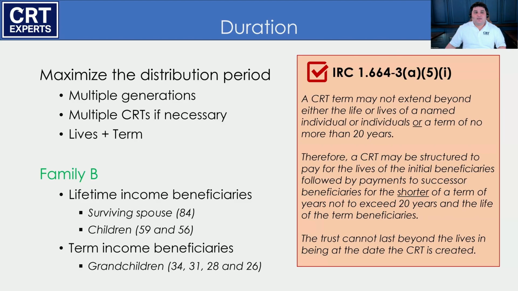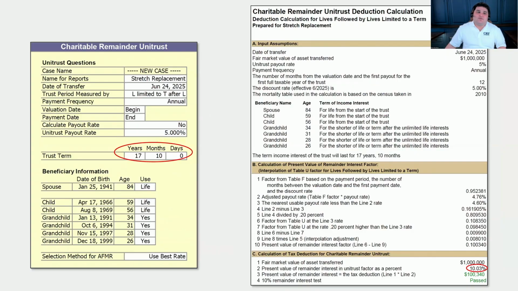So let's look here at family B and how these are calculated. We use a couple of different versions of software here at CRT Experts. This is a software called Easy Charitable. I'm sure many of you know Lee Hoffman, this is his software. One of the things I really like about this software is it allows us to calculate to the day the maximum term on that successor term for, in this case, our grandkids. So we are truly getting as close as we can to that 10% test and maximizing the duration of the trust.